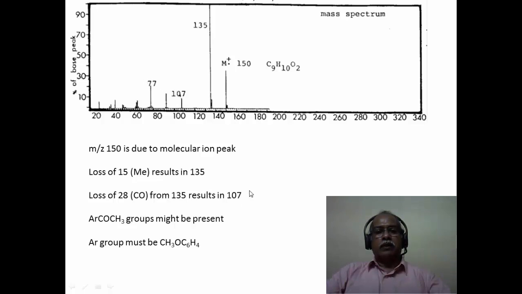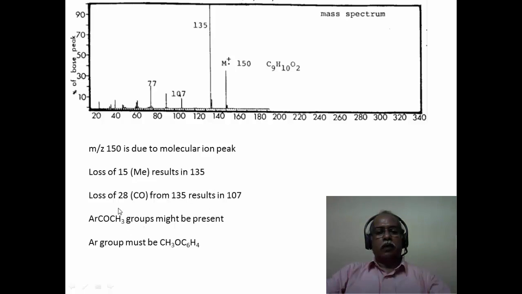So because of the loss of a methyl followed by a carbonyl, one can conclude that the molecule may be containing an acetyl kind of a group in this particular instance. In this particular case, an aryl COCH3 might be present.